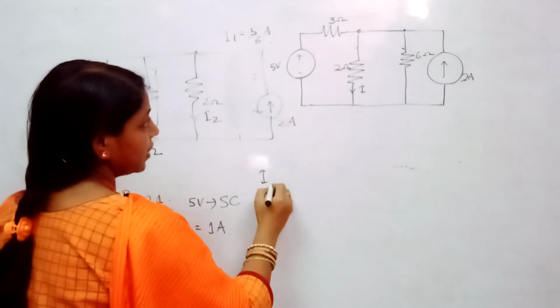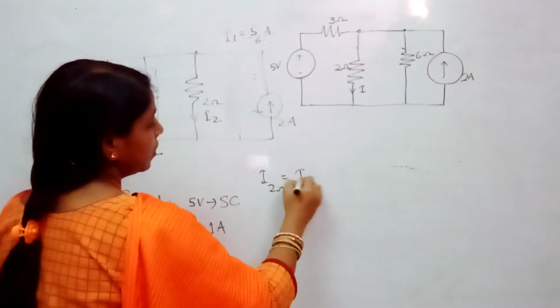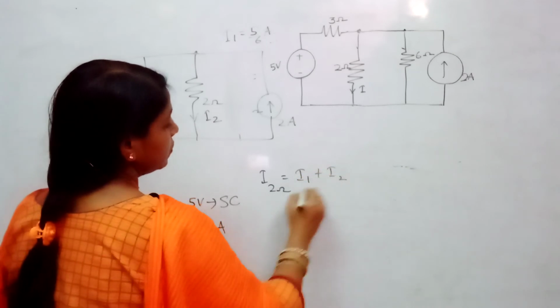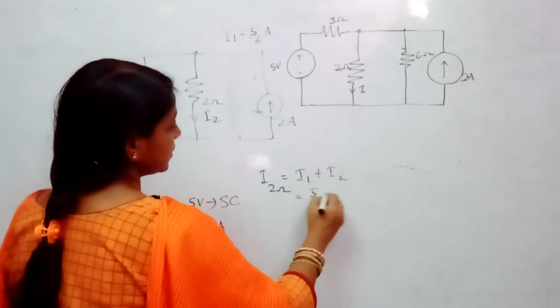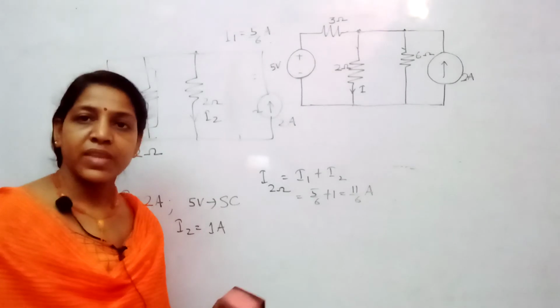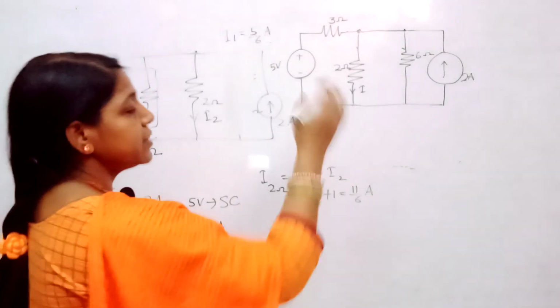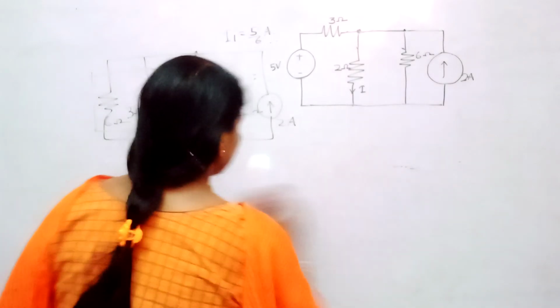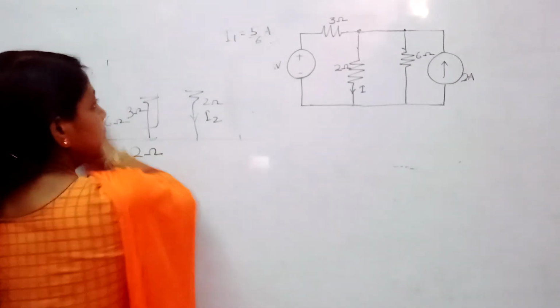So what is my total current across 2 ohm equal to? I1 plus I2. What is my I1? 5 by 6 plus 1. So 11 by 6 amps. Clear? Now let us see the same numerical by applying the nodal analysis method.